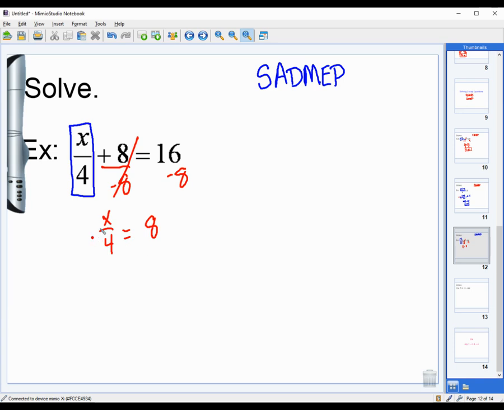Now, we are actually going to have to multiply both sides by 4. This right here is x divided by 4. We need to do the opposite of dividing by 4, which would be multiplying by 4, which will give us x is equal to 32.